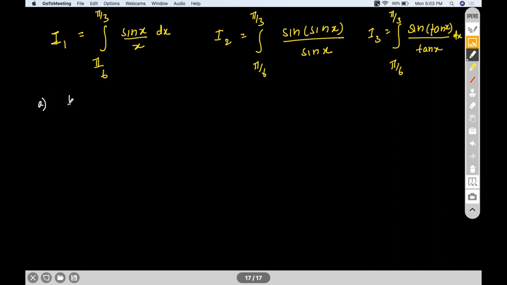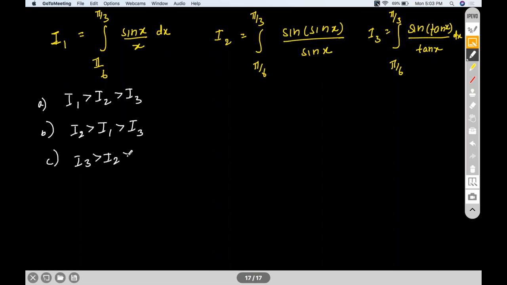Option A, I1 will be greater than I2 will be greater than I3. Option B, I2 will be greater than I1 and this will be greater than I3. Option C, I3 will be greater than I2 will be greater than I1. Option D, I3 will be greater than I1 will be greater than I2.